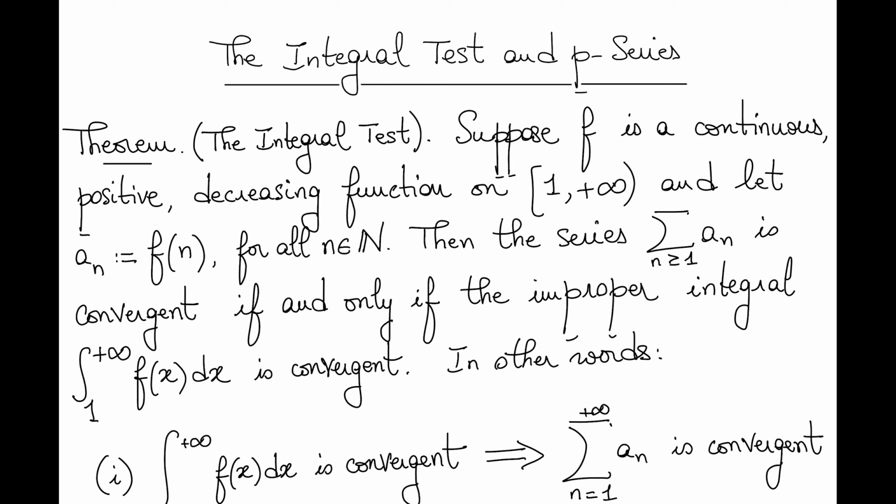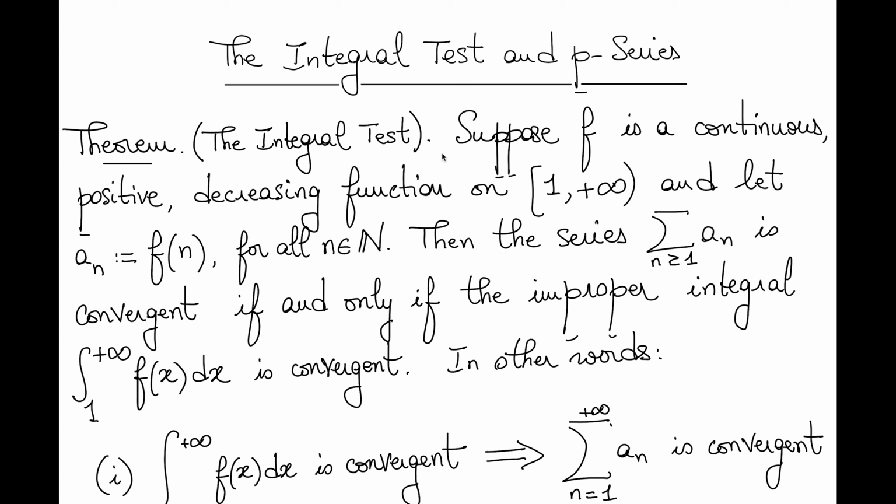But in general, it's very hard to find the exact sum of a series because it's not easy to find a formula for the nth partial sum. So as such, in this and the next few sections, we're going to develop a few tests that are going to enable us to determine whether a series is convergent or divergent without explicitly finding the sum of the series. One such test is the integral test, which is the main test of this section.